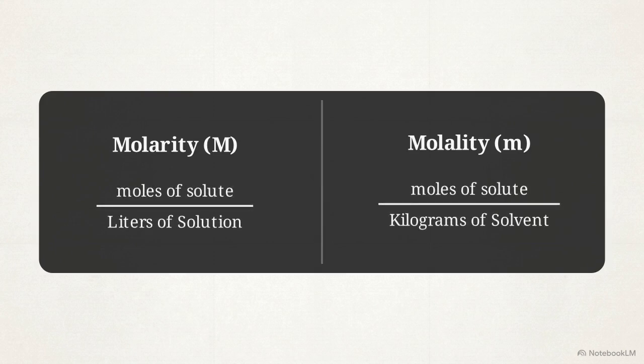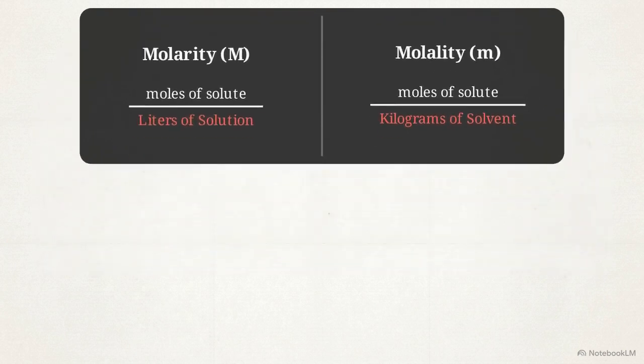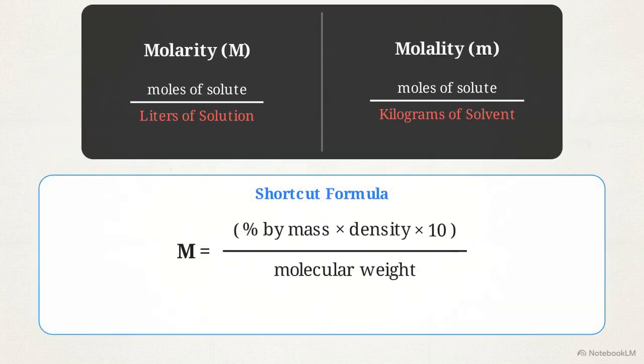Comparing them side by side highlights the critical role of the denominator. Molarity uses liters of solution, while molality uses kilograms of solvent. When a problem provides mass percentage and density instead of direct mole values, this formula calculates molarity in a single step: mass percentage times density times 10 divided by the molecular weight.